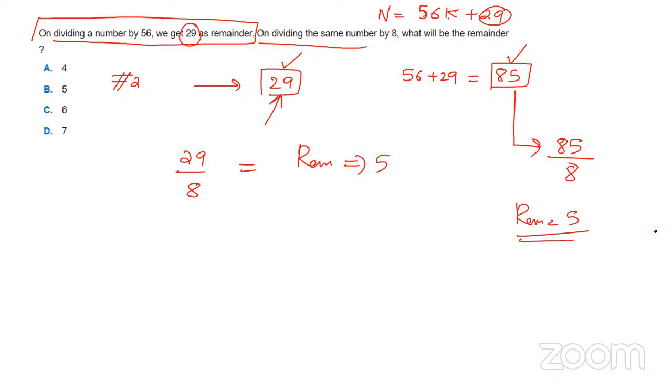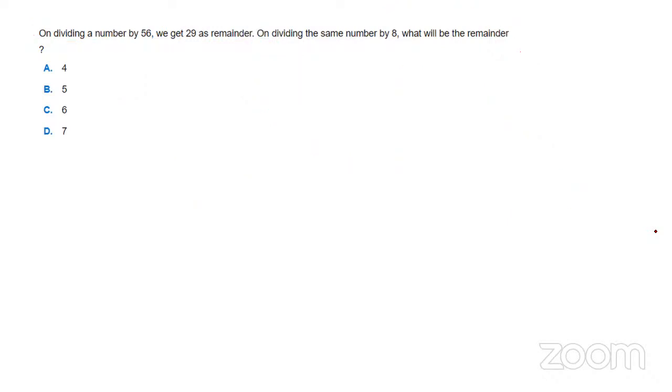So I hope it's clear. The two methods: the conventional method, how to solve it, as well as the shortcut method, how to find it. So in the shortcut method, find a number that satisfies the condition, read the question, apply it to that number, and you get the answer. Okay.